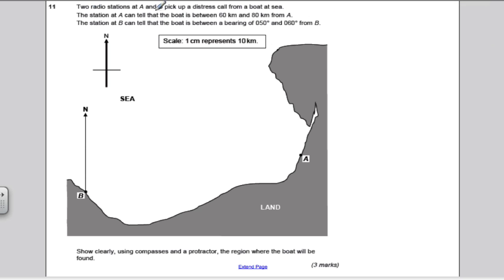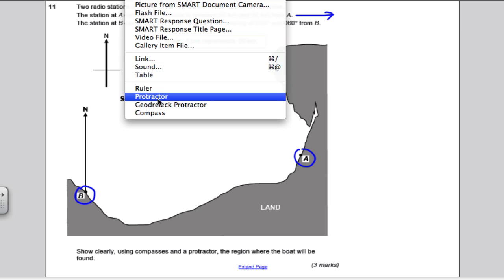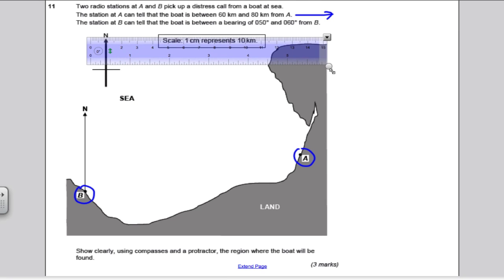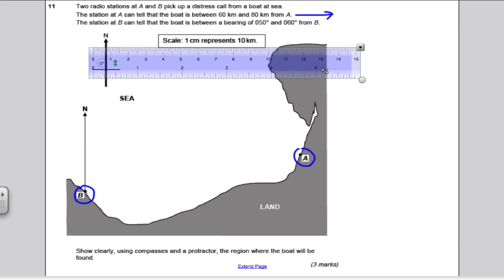Question 11. Two radio stations at A and B pick up a distress call from a boat at sea. The station at A can tell you that the boat is between 60 kilometers and 80 kilometers from A. Now let's deal with that fact in isolation first. 1 centimeter represents 10 kilometers. Now I don't have the right scale here on the computer, but let's just use a scale. I'm going to do something like this.